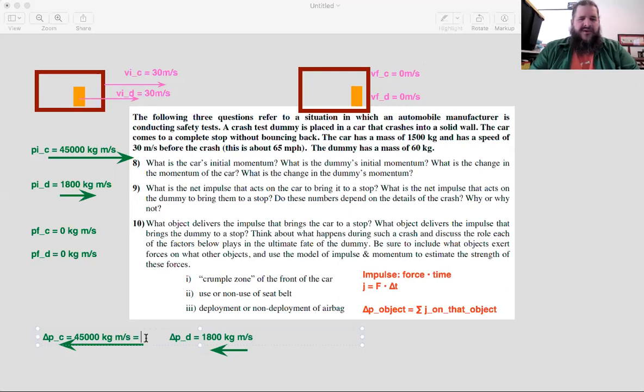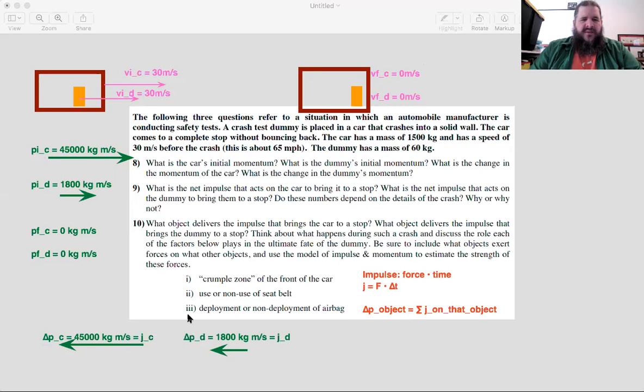So that 45,000 to the left could also be described as the impulse experienced by the car. And likewise, the 1800 kilogram meters per second could be described as the impulse experienced by the dummy, the total impulse. And again, I think we can assume that impulse is basically the result of one big force applied for some amount of time during the crash.